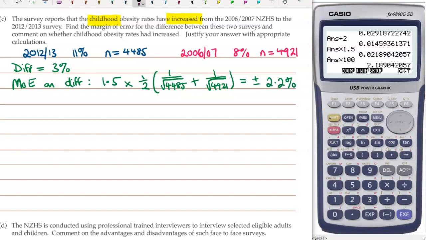Okay, so the confidence interval on the difference will be 3 minus 2.2%, so that would be 0.8%, up to 3 plus 2.2, so 5.2%. Now that is entirely positive, so that does suggest an increase.